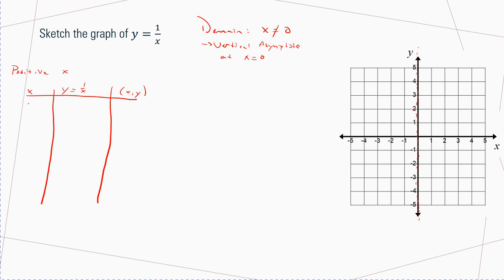All right, so let me just pick these values: 4, 2, 1, 1/2, and then let's just try 1/10 here. Just so you can see, I'm getting really close to 0.